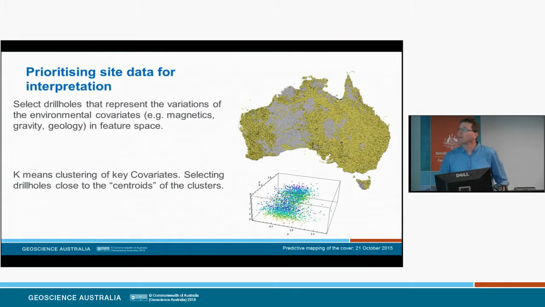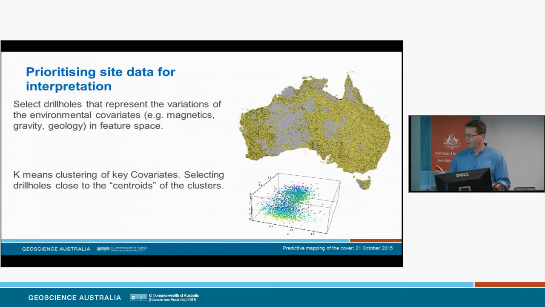The other thing we're going to look at is that, to actually work with these huge data volumes, if we're using the covariates to come up with the predictions, why not use the covariates to select your site data and save a lot of time? Take out the redundancy in your site information. So can we select drill holes that represent variations of environmental covariates in feature space? That's what we want to do.